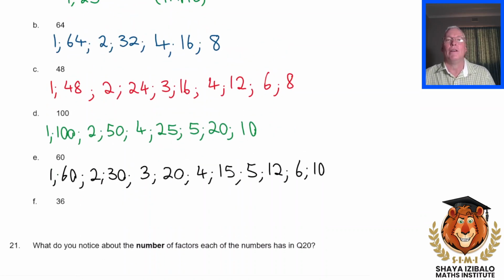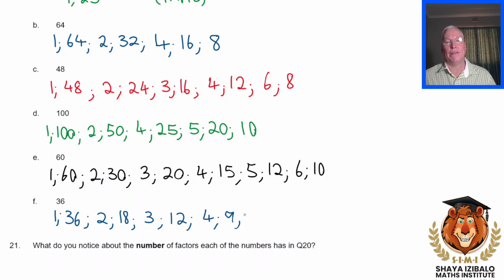And now, lastly, what about 36? Well, yes, definitely 1 and 36. Definitely 2, and if we half 36, if we share the 30, we get 15. If we share the remaining 6, we get 3. So 2 and 18. 3 and 12. 4 and 9. 5, no. 6, yes. 6 and 6. 7, no. All right, that's as far as we need to go.